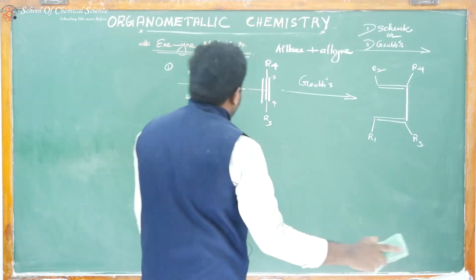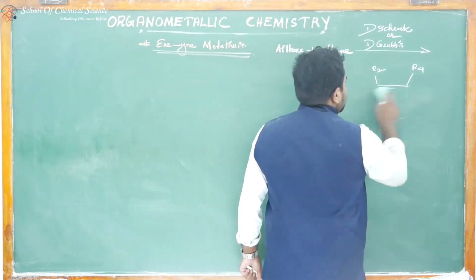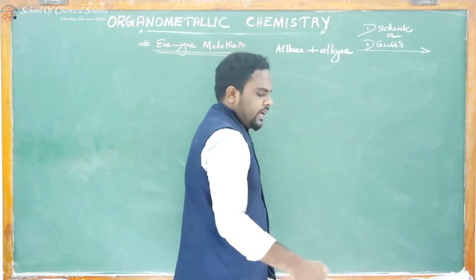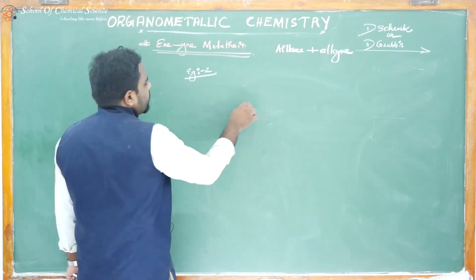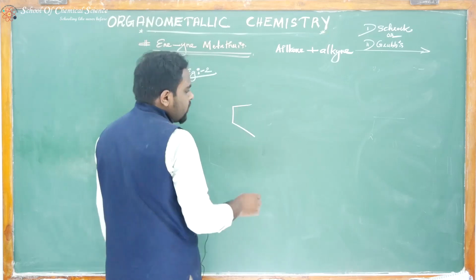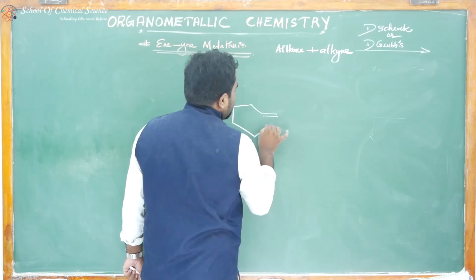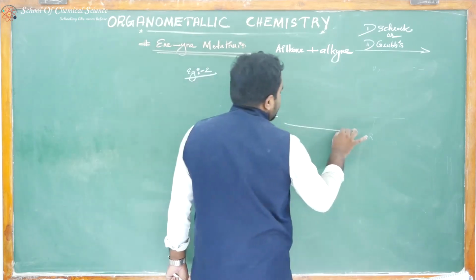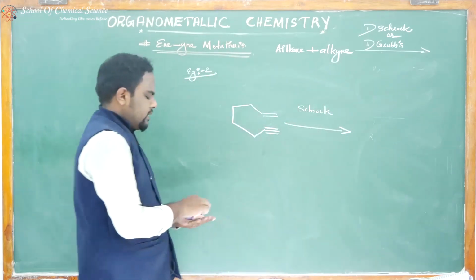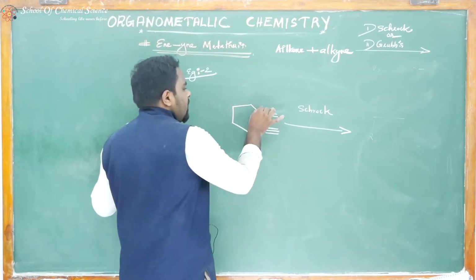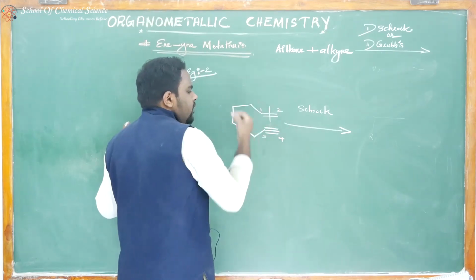Then next example, example 2. So here enyne metathesis means one alkene and an alkyne. Okay, example 2. Here an alkene, double bond, and an alkyne, triple bond, with a Schrock catalyst. What will be the product? Double bond 1, 2, this is 3, this is 4. Cut the double bond.